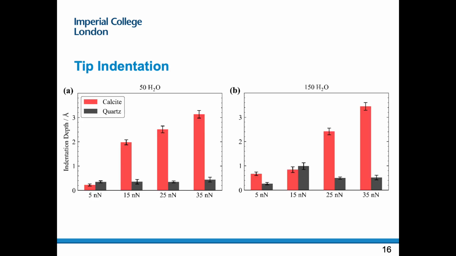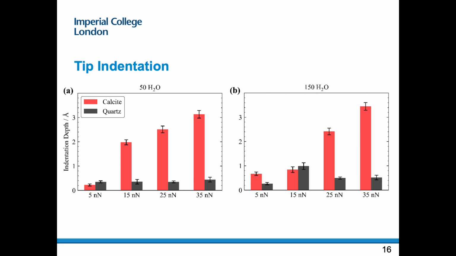We monitor the indentation depths with sliding time to estimate the ploughing contribution to friction. During the sliding phase of the simulation, the tips indent into and plough through the substrates. In all cases, the indentation depth is deeper for calcite than it is for quartz. This is expected since quartz has significantly higher hardness than calcite.